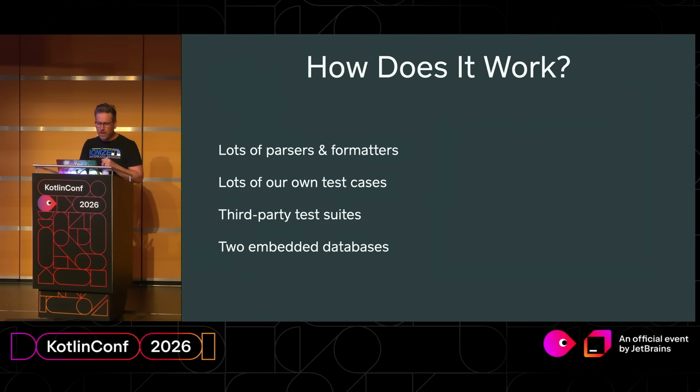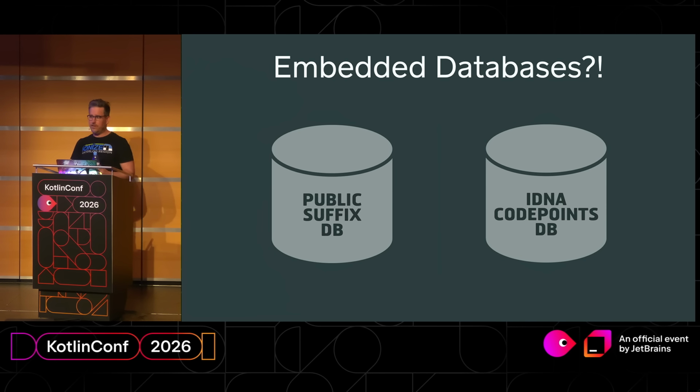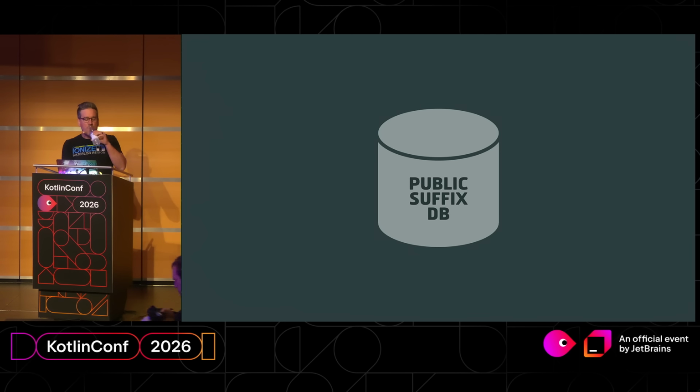How does OkHttp implement this? Just with lots of stuff, some test suites and 2 embedded databases. Did I just say 2 embedded databases? 2 embedded databases? Why are you embedding databases in your URL class? There's a public suffix database.